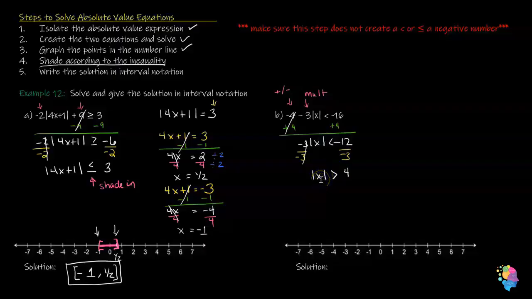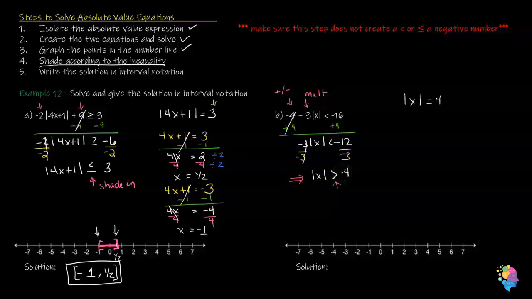We have to make sure that we keep track of this one here, because that's the one we're going to use to know in which direction we're going to shade. Okay, but before we move there, I have to solve the equations, right? So this one is the absolute value is greater than 4. That means I'm going to solve the equation the absolute value of x is equal to 4.